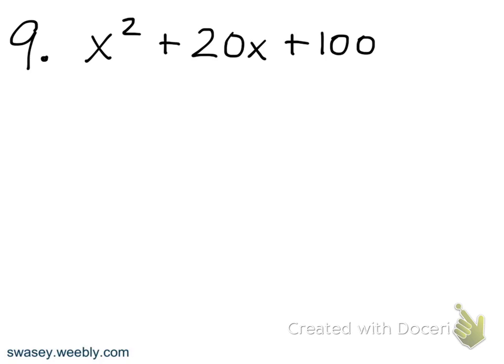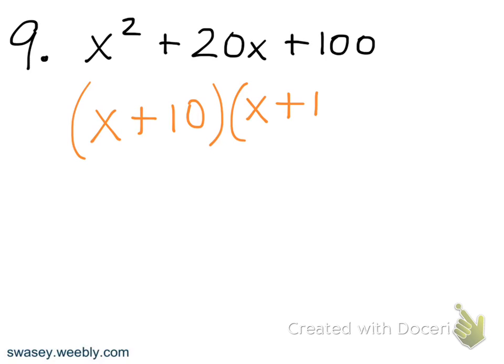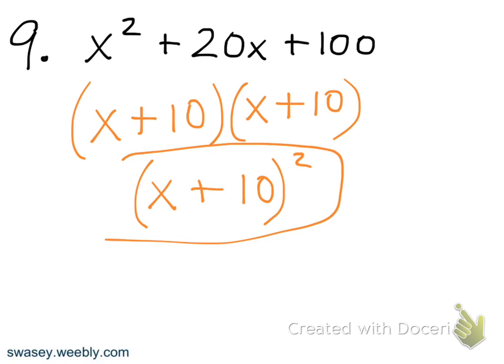Looking for two numbers that multiply to get 100, that add to get 20, and the same signs, both positive, so that's 10 and 10. So we can write x plus 10 times x plus 10. If you recognize that it was going to be a perfect square trinomial, you could go ahead and factor it into that binomial squared.